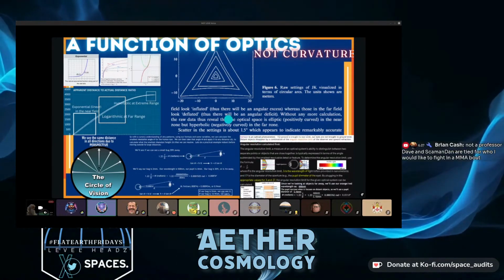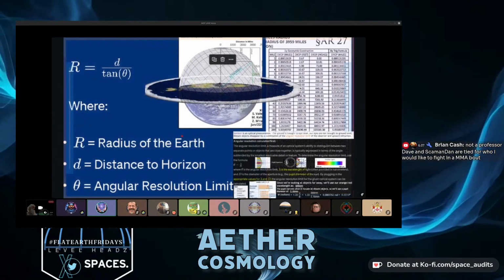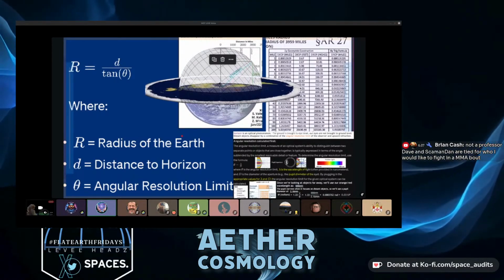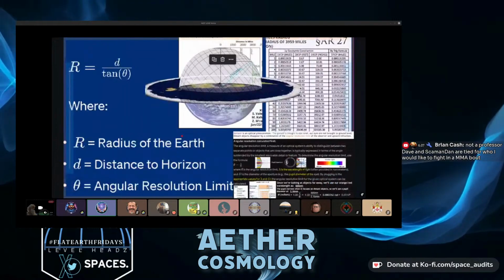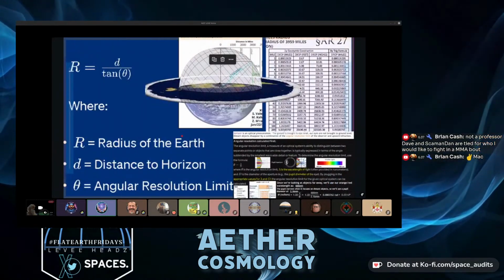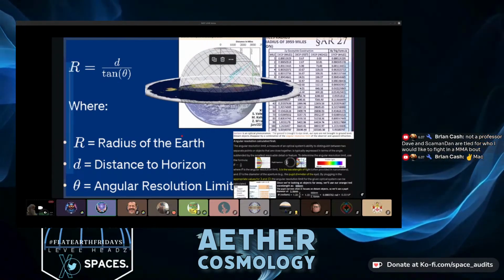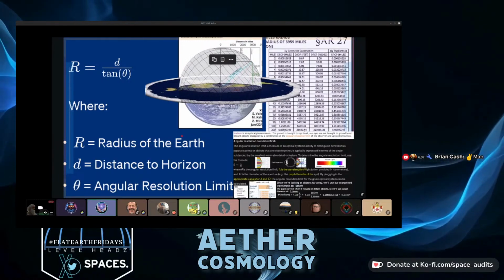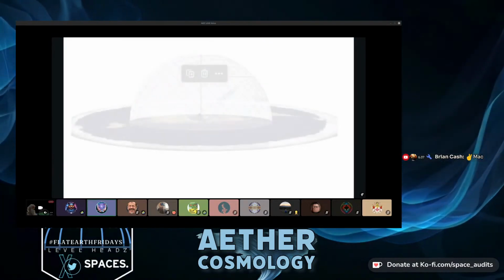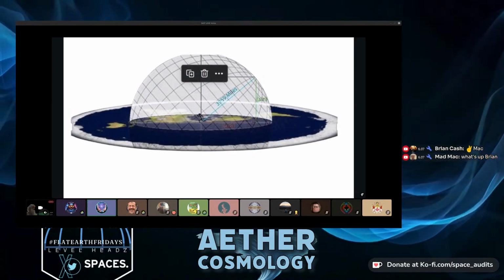Now, the other part would be the equation, right? The equation where we denote, we can get the radius of Earth always when we have the distance to the horizon and the angular resolution limit. And that's just a function of your small distance angle and basic trig functions to get angular resolution and distance. And we're going to go into that a little bit here, maybe a lot. And we're going to go into that with the debate later on a whole bunch too.